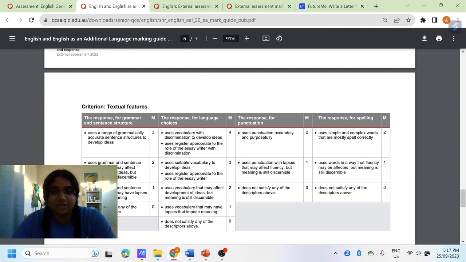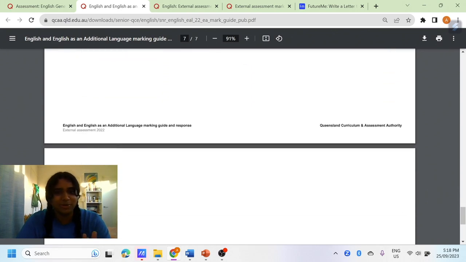But it says use vocabulary with discrimination to develop ideas. My strongest recommendation to you to hit that criteria is to use buzzwords that you would have dealt with in class. Things like juxtaposition, corroboration, analyze, audience positioning, privileged idea. Hit those buzzwords and it'll make the job of your external marker much, much easier. And then punctuation, simple and complex words are mostly spelled correctly. That should all be okay.